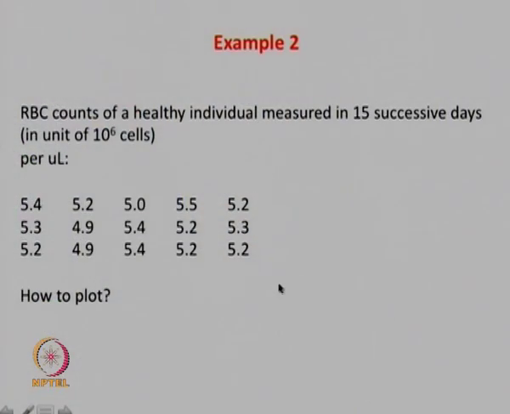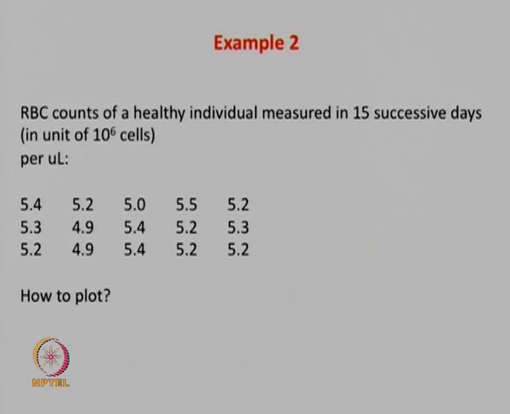So, let us take another example. Okay. So, we now have the data for RBC counts of a healthy individual measured on 15 successive days. It has units of 10 to the power 6 cells per microliter. Mu-liter, or uL, is short form for microliter. So, what you can see is you can have these following values. So, the question is how should we represent this data.